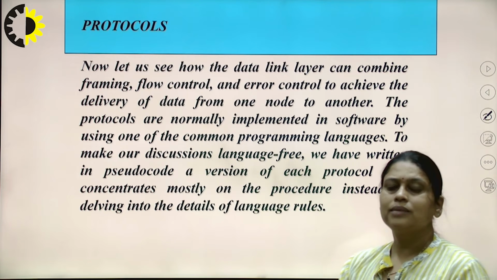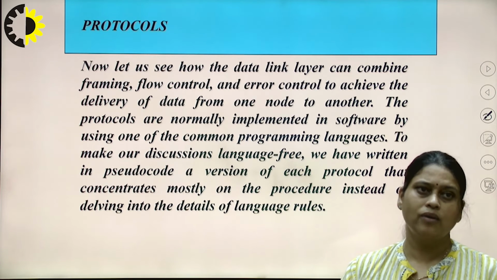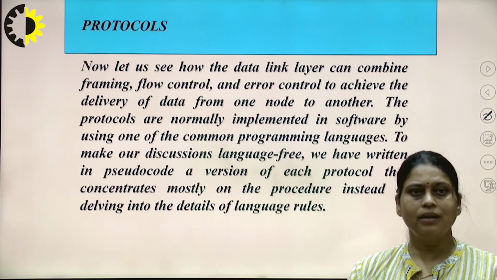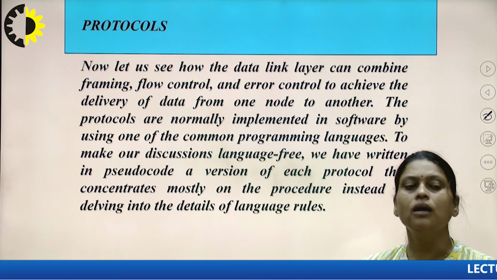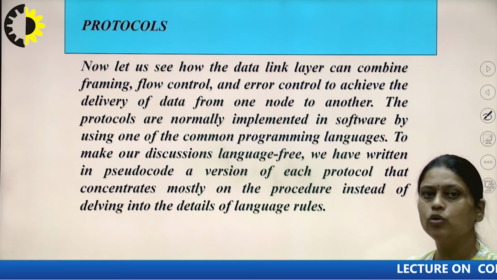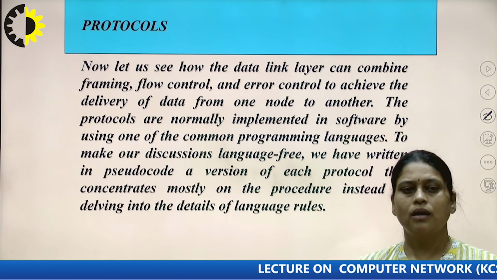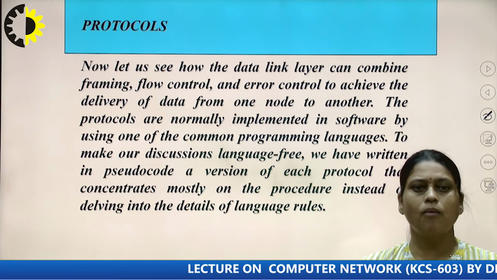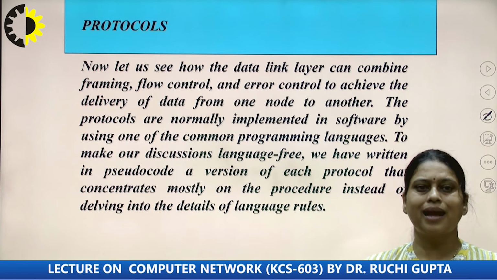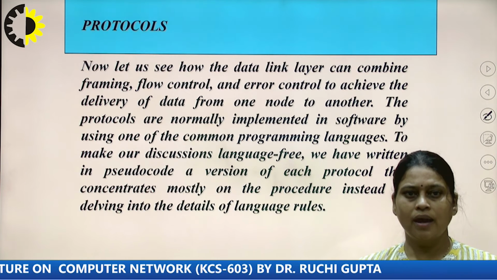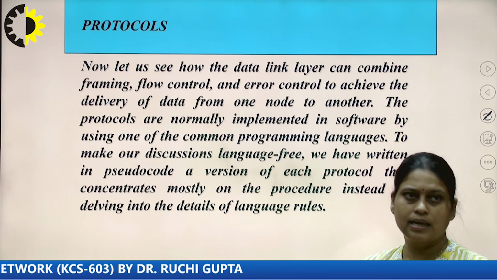At the logical link control layer, a number of protocols have been worked out. Now let us see how the data link layer combines framing, flow control and error control to achieve the delivery of data from one node to another. The protocols are normally implemented in software for the various common programming languages, but our discussion is language free. We have to write down the various protocols which are used at this layer.